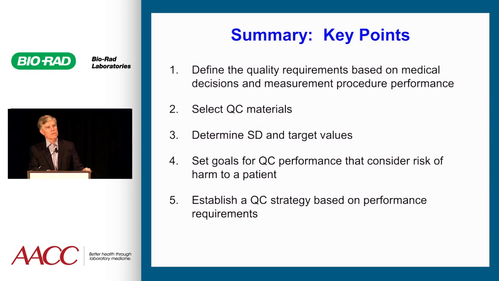So to summarize this chapter, we need to define the quality requirements based on medical decisions and measurement procedure performance. Select QC materials, determine SDs and target values that adequately and correctly represent measurement procedure performance, set our goals for QC performance that consider the risk of harm to a patient, and then establish a QC strategy based on those performance requirements. So, thank you for your attention.